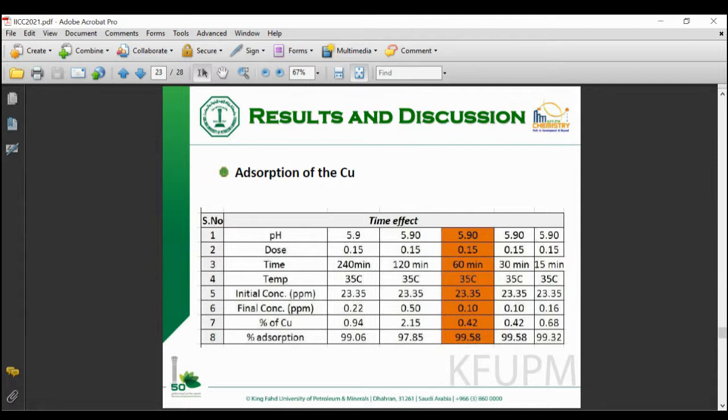You can see 99.58% of the copper metals were adsorbed in 1 hour. 99.58%. We also recycled this. After regeneration, we used it, and its efficiency, effectiveness did not decrease. Did not decrease means it was still more than 90%.